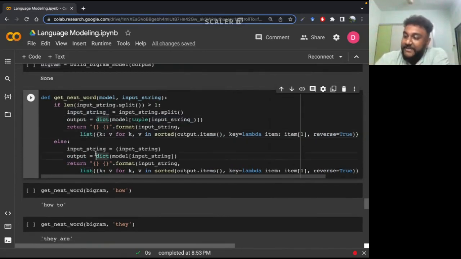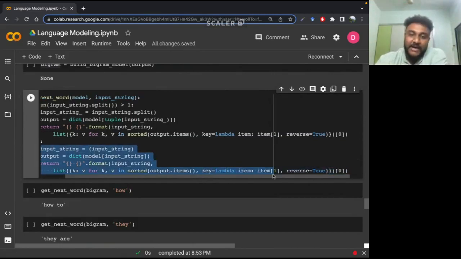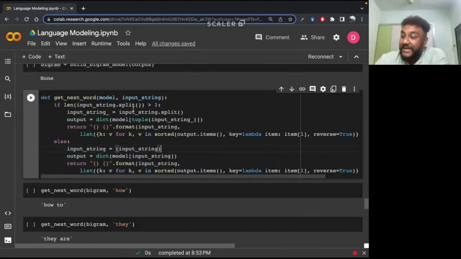And if not, we're simply using the maximum. So now here we're doing a fallback. We're falling back to our unigram model and we're returning the word with the highest probability if the input string's length was less than 1, right? That is the case where your cursor is at the start of the sentence.